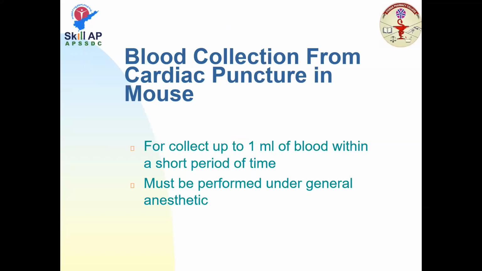Because we are collecting blood from the heart, we will get a lot more volume compared to the tail and retroorbital. We will get around 1 ml of blood within a short period of time. It must be performed under general anesthesia, because we are keeping our needle into the heart. It is a must to keep the animal in anesthesia, because as we are piercing, the animal can't tolerate it. In the eyes, the animal can tolerate, though there also pain will be there. If it is cardiac puncture, the animal can't tolerate the pain. So we have to keep it in a general anesthetic condition.